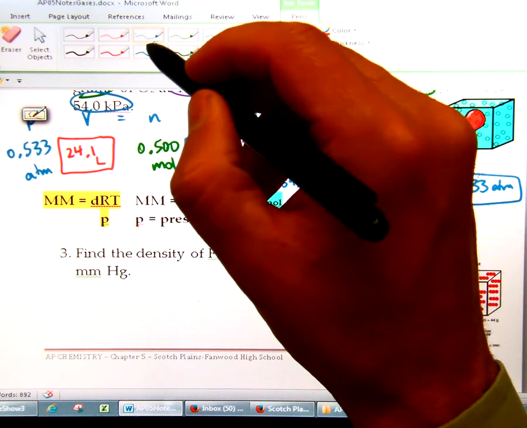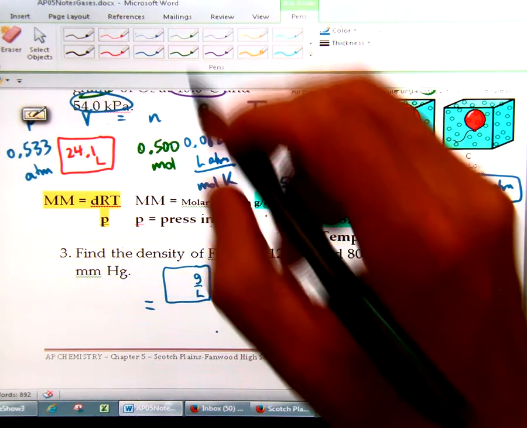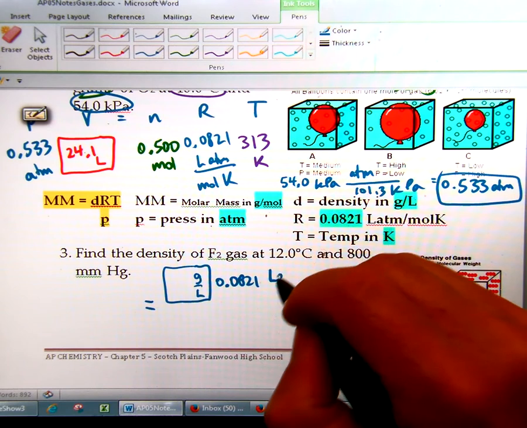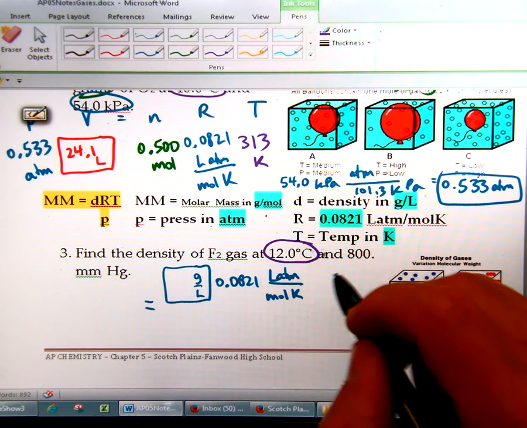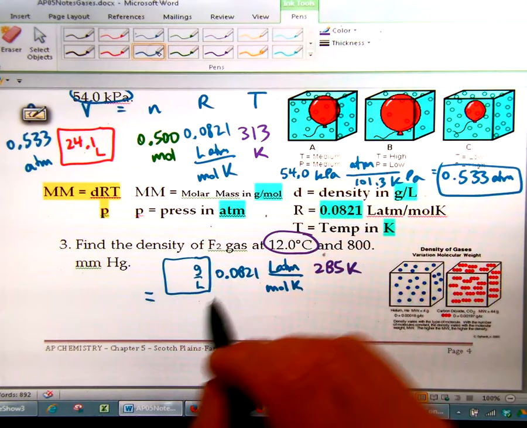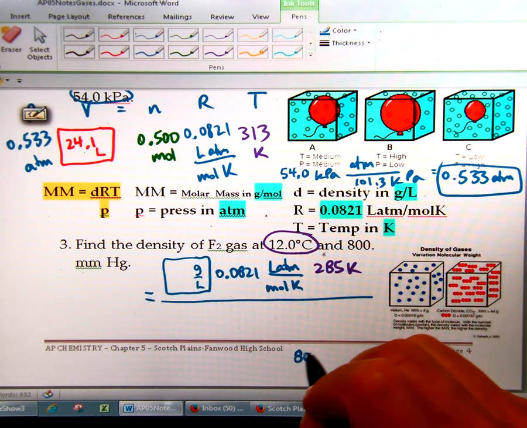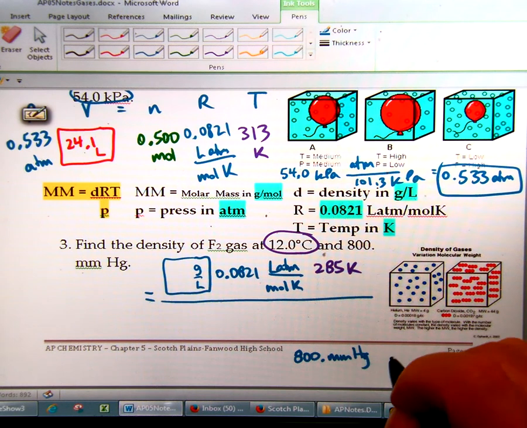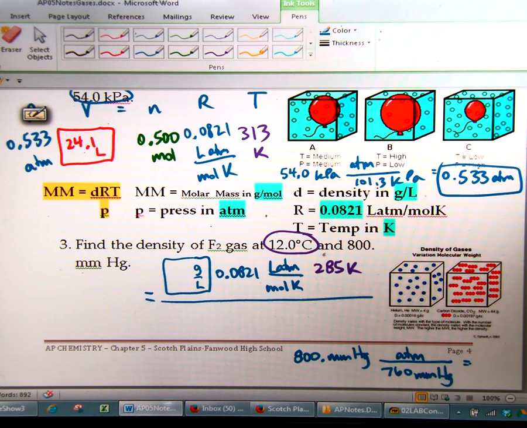So now what we're going to do is look for the missing piece here. We're trying to find the density, so that's going to be the D. That's always going to be in grams per liter. R is still always 0.0821 liter atmospheres per mole Kelvin. We're going to look for the temperature, 12 degrees Celsius plus 273 is 285 Kelvin. The pressure is given in the wrong units as well, because you have to put the pressure into ATMs. So you could go down here and you know that every 760 millimeters of mercury is 1 ATM. So when you do the math for that, you're going to get 1.05 ATMs. So that goes over here.